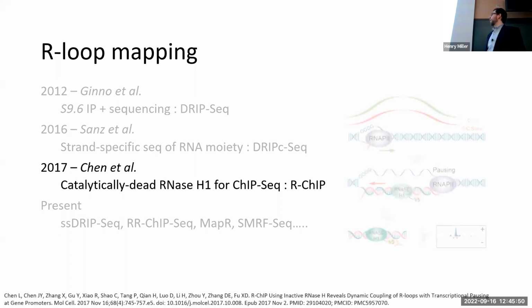So this is basically how R-ChIP works. You consider some region that has the propensity to form R loops in this cell line that overexpresses the dead RNase H1. So the dead RNase H1 will bind to those R loops, and then we can use chromatin immunoprecipitation to ChIP for that dead RNase H. And thus that allows us to map the locations of R loops.